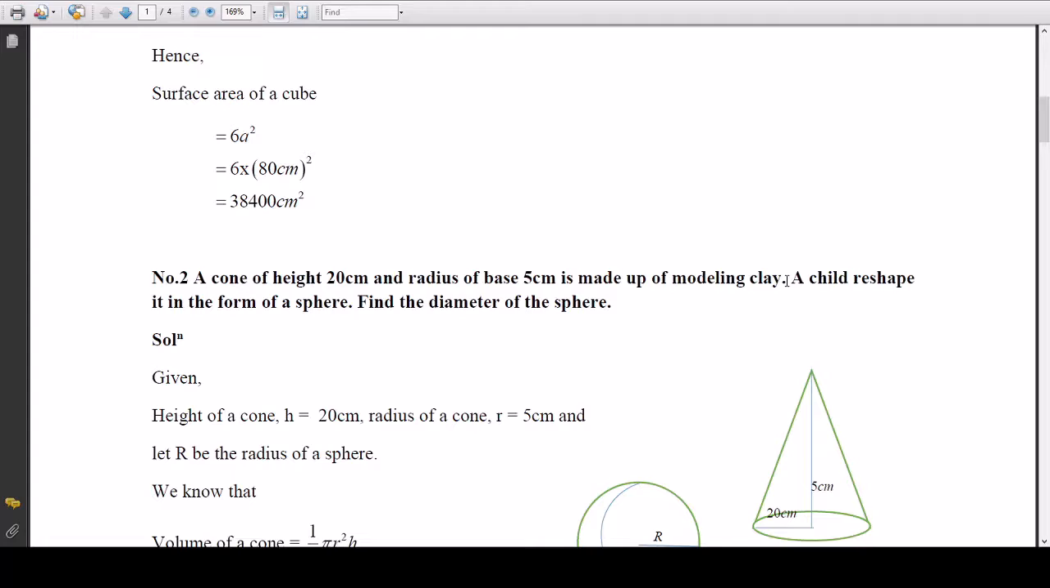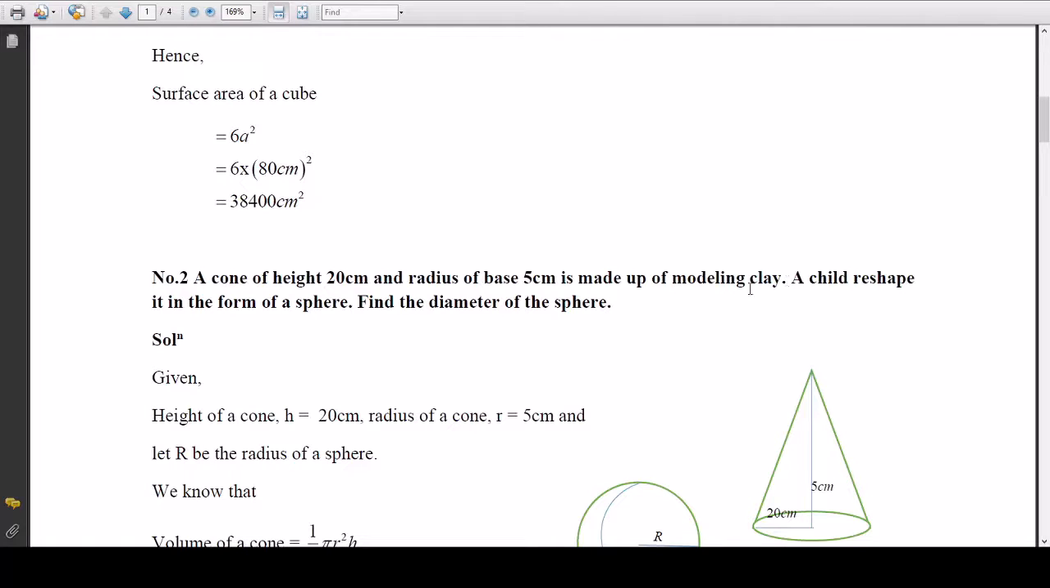We have to find out the volume of the cone, and after getting the volume of the cone, this volume should be equal to the volume of the sphere, isn't it? Now from there we can find out the radius of the sphere, and finally the diameter of the sphere, because diameter is radius plus radius, isn't it?